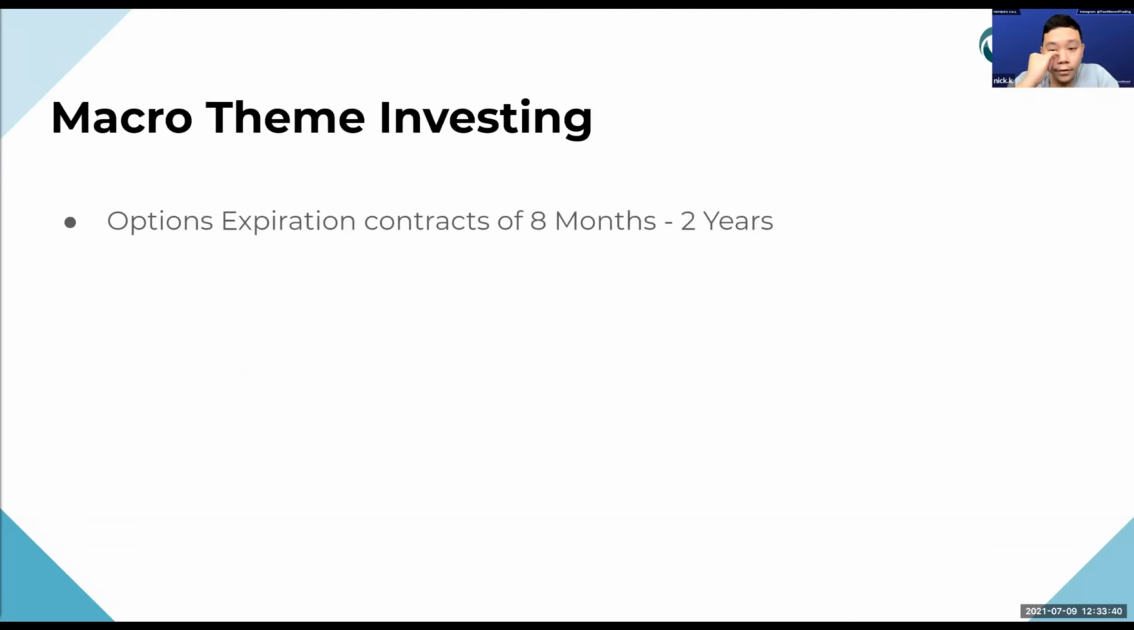Okay. So for macro theme investing, in general for the model portfolio, we tend to do options that are not too short. So typically from 8 months minimally to up to 2 years. We do have some option trades which are up to 2023 expiration. That is mostly for our energy and uranium trades. It is mostly about 2 years out.